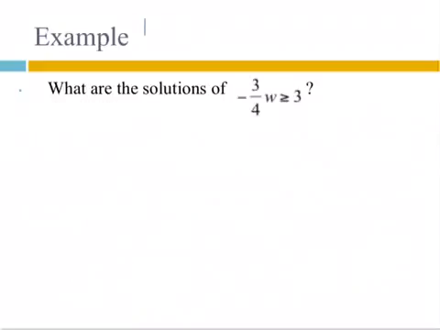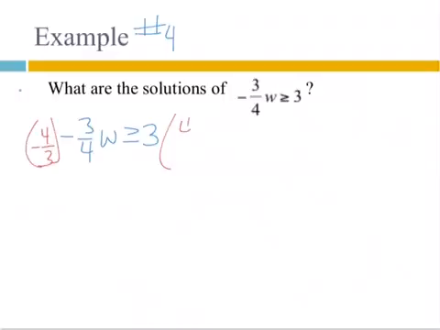This is example 4 in your notes. For example 4, write negative 3/4 W is greater than or equal to 3. Once again, I'm isolating the variable, so I need to get rid of the negative 3/4. To do that, I'm going to multiply by the reciprocal. And what I do to one side, I must do to the other. So both sides are being multiplied by negative 4/3. As you know, negative times negative is positive. The 3s will cancel, the 4s will cancel. So on the left, I get a W.